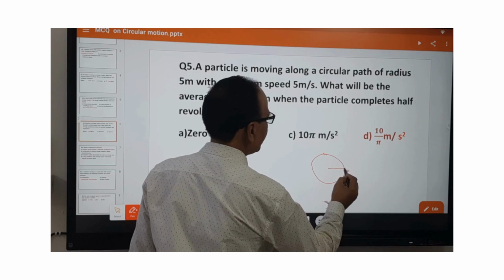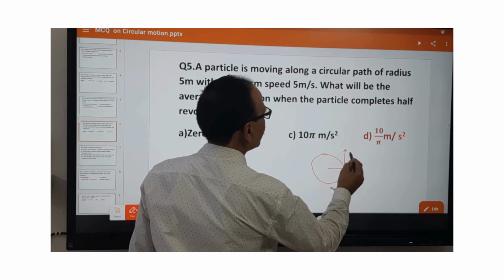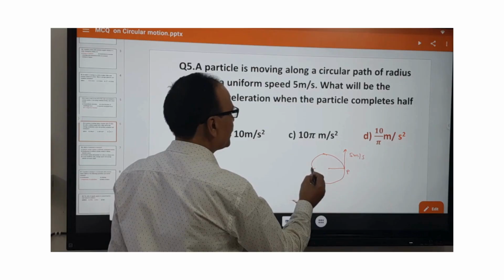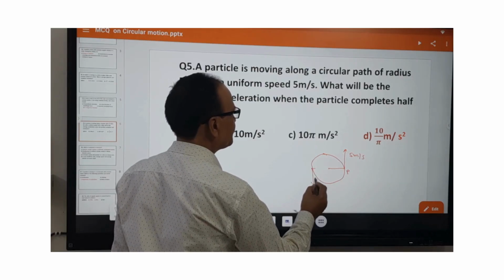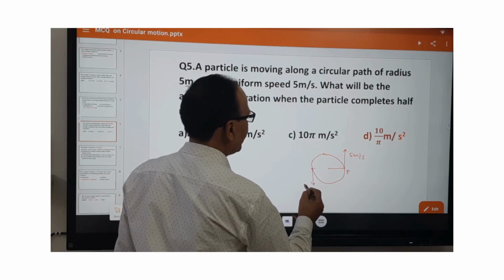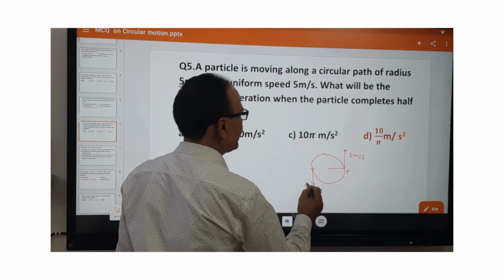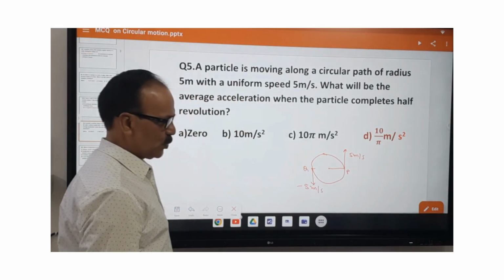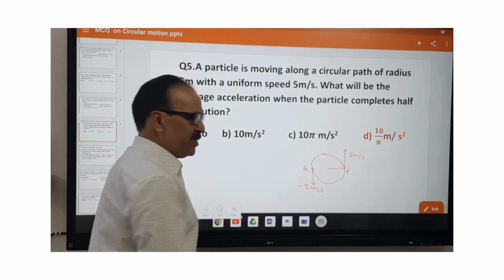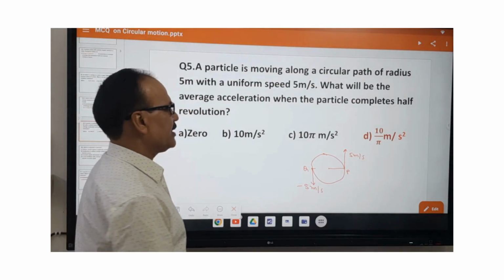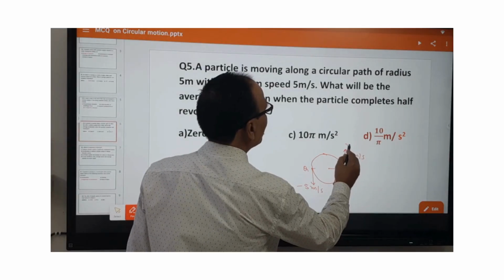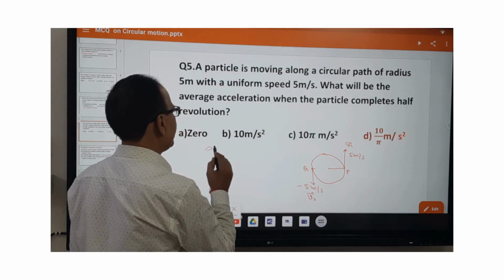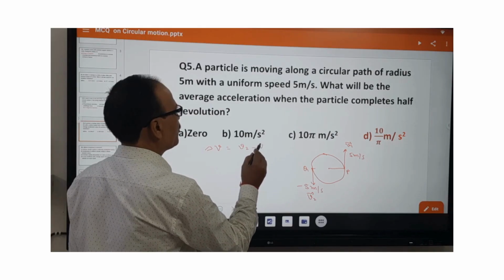At this point P, this is the direction of velocity, 5 meter per second. When it completes half a revolution, this will be the direction of velocity here. But you know, the direction of the velocity gets changed when it reaches point Q. Then what will be the change in velocity? Suppose this is V1, this is V2. So the change in velocity, delta V, is equal to V2 minus V1.